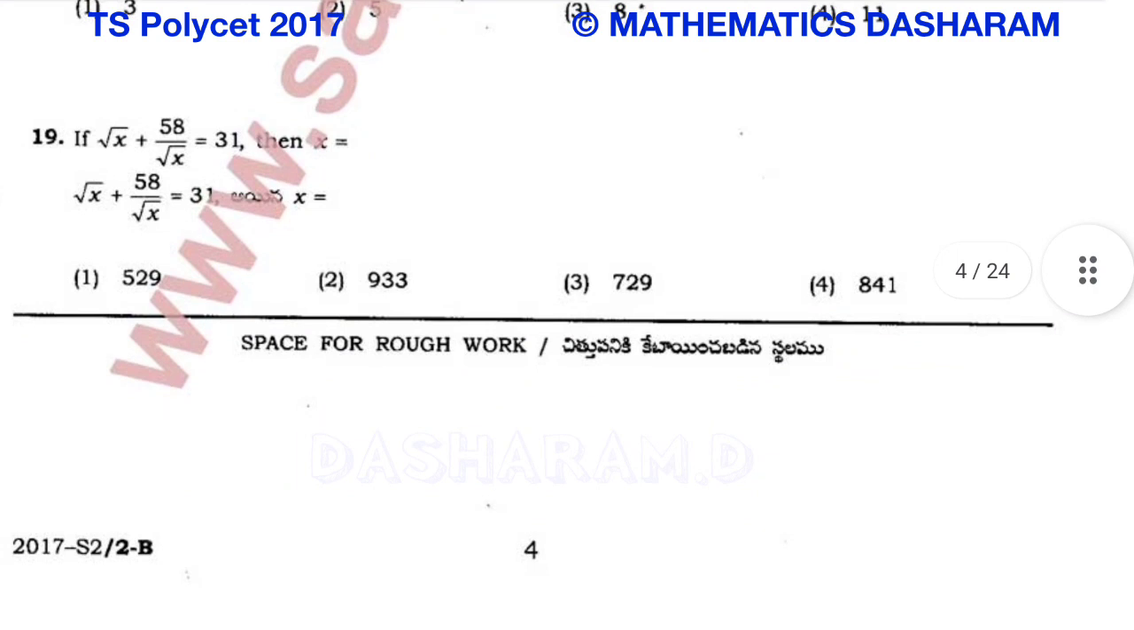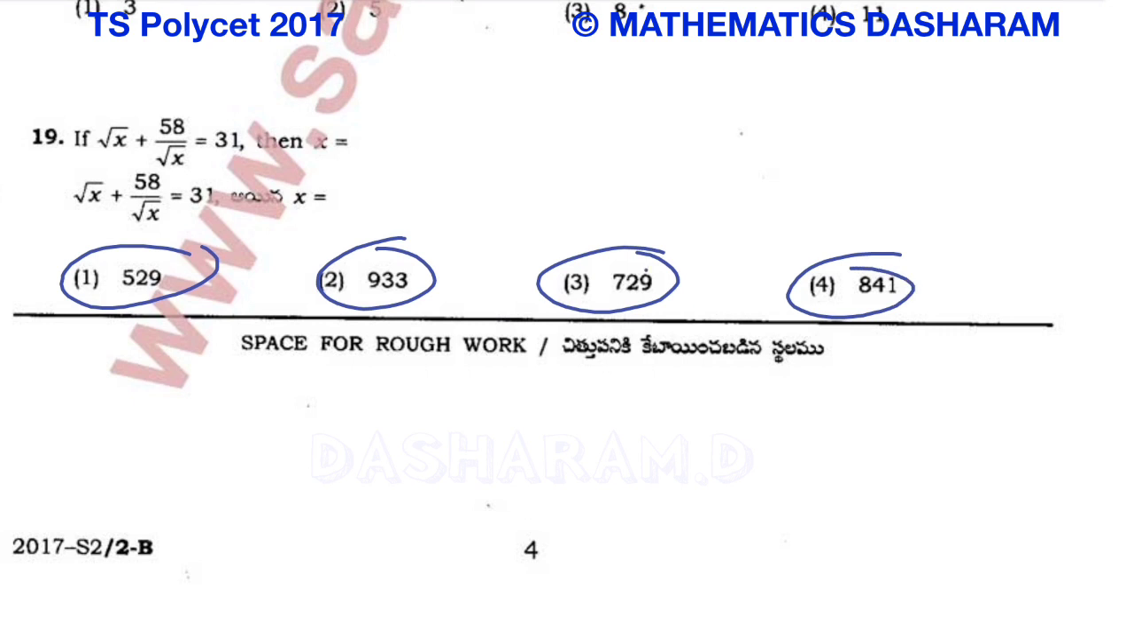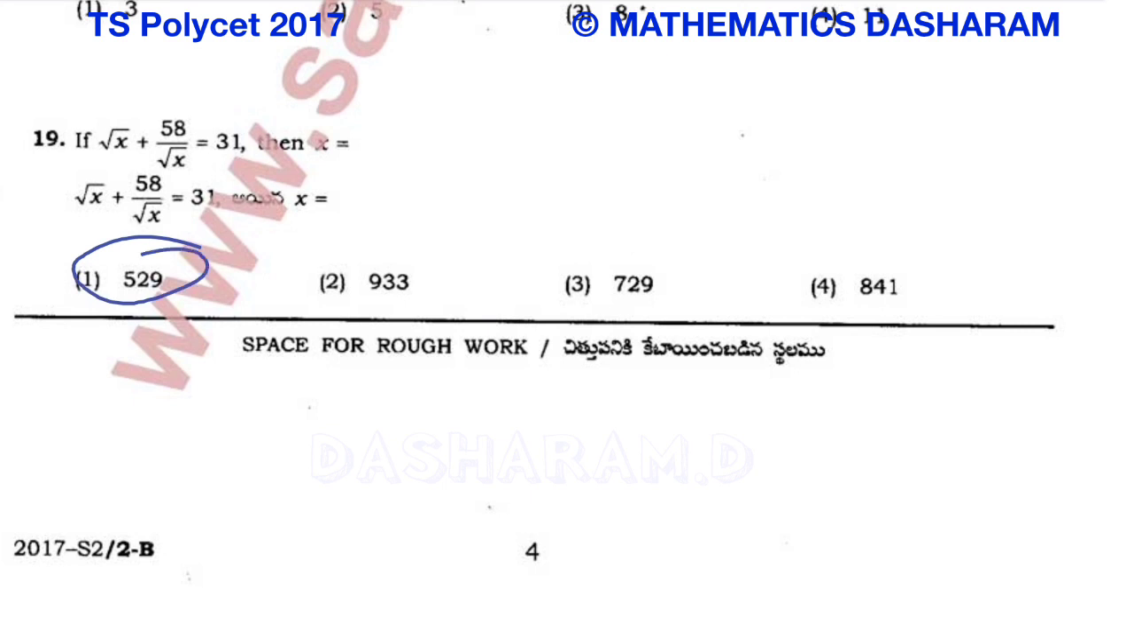19th question. If square root of x plus 58 by square root of x equals 31, then what is the x value? Instead of solving this equation, go with the options. See here, square root of x is given. Square root of x means x must be a perfect square number. In the given four options, 729 is a perfect square number. 529 is a perfect square. 841 is also a perfect square number.